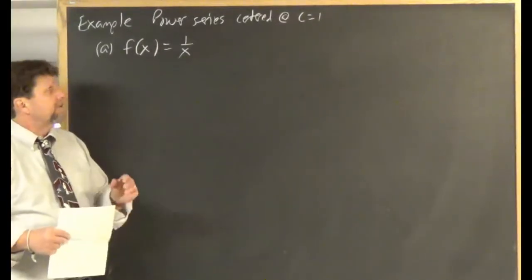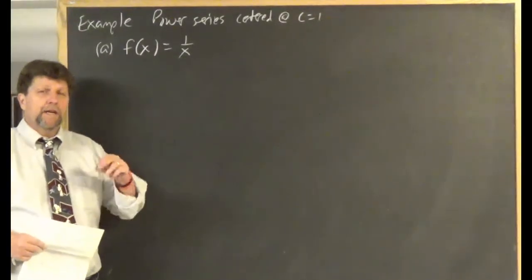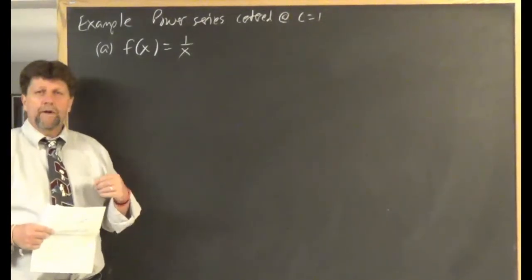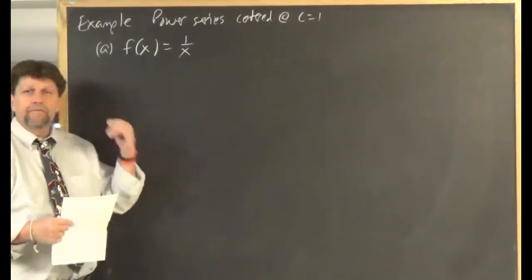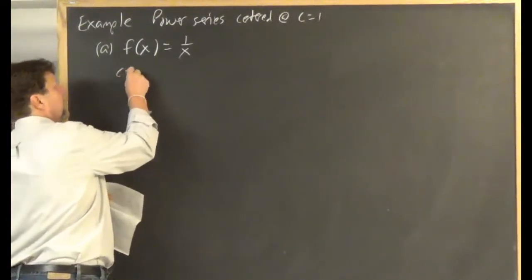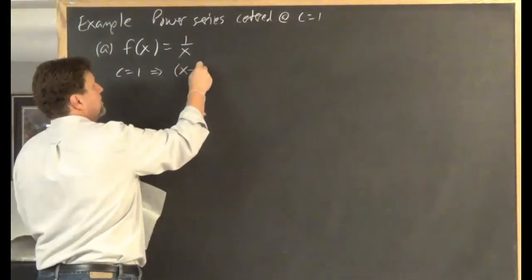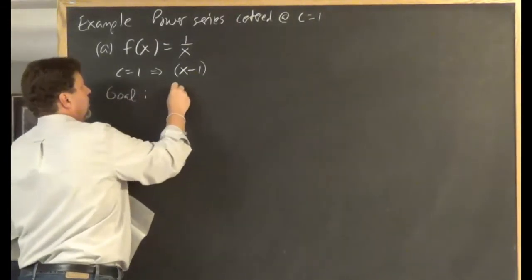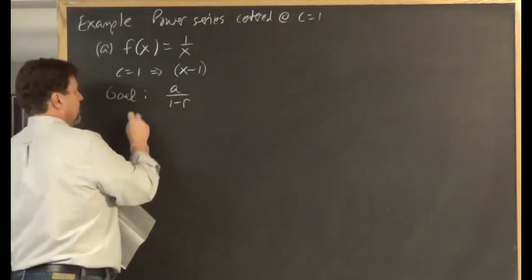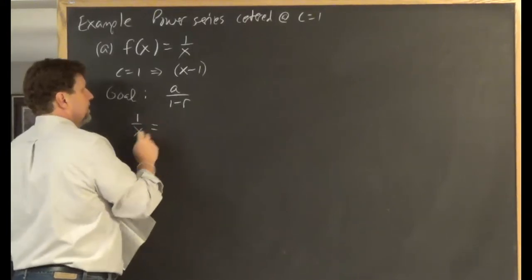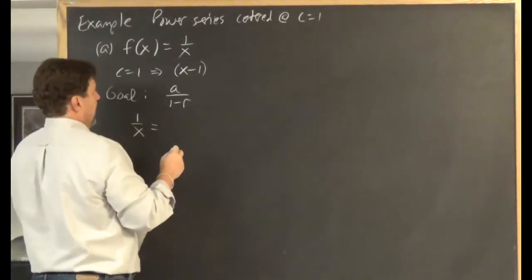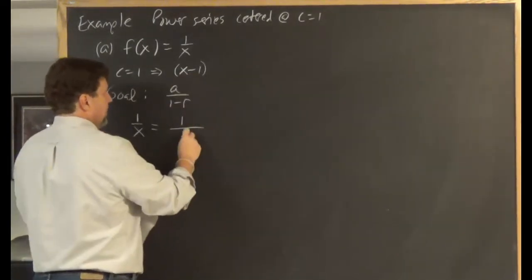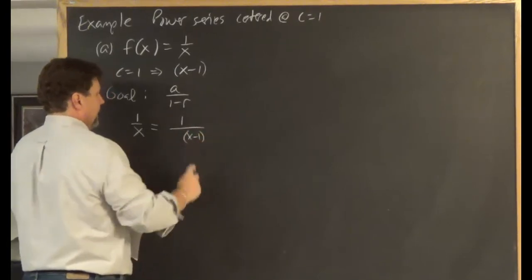All right, in this example, we're asked to find a power series centered at c equals 1, and I gave you two functions. In part A, I gave you the function 1 over x. Well, first off, c equals 1. That means I better see an x minus 1 somewhere. Thing 2, remember the goal: a over 1 minus r. So 1 over x, well, let's see. I have to see an x minus 1, so let me go ahead and put an x minus 1 in there.